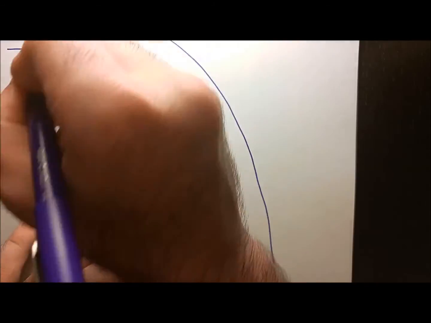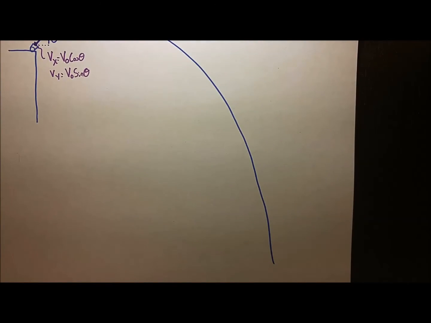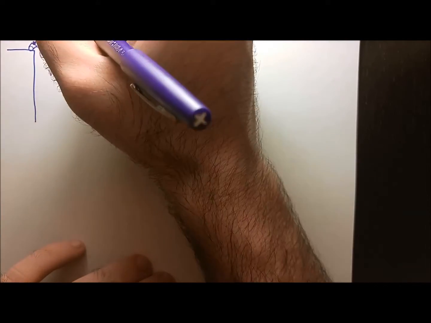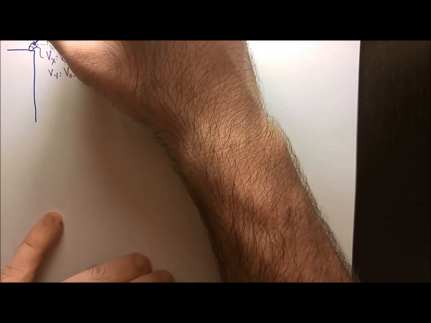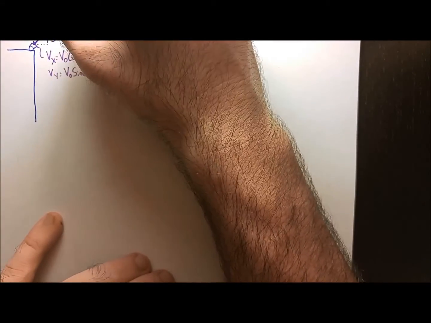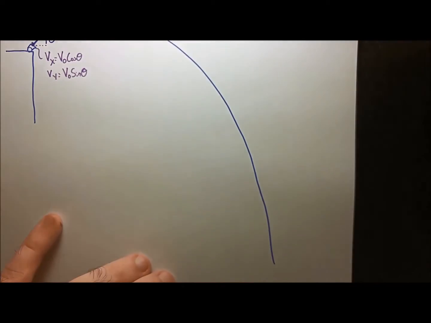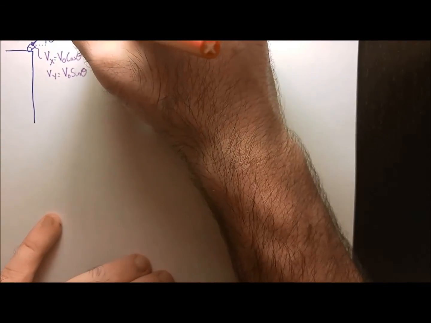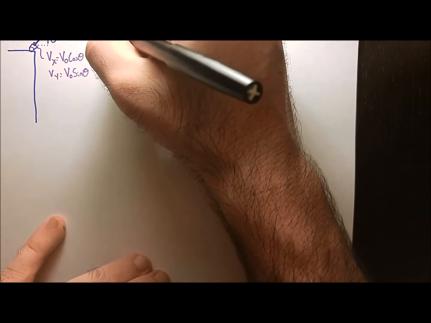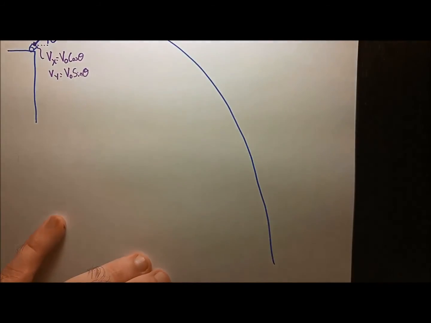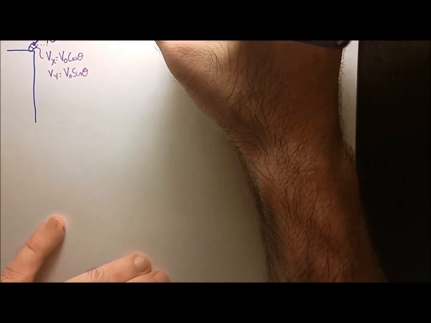At the initial point, the x velocity is v naught cosine theta. The y velocity is v naught sine theta. At any point, the x velocity is still v naught cosine theta. Now at the maximum height, the x velocity is still v naught cosine theta, but the y velocity is now 0. And each second, the y velocity is changing by negative 10.